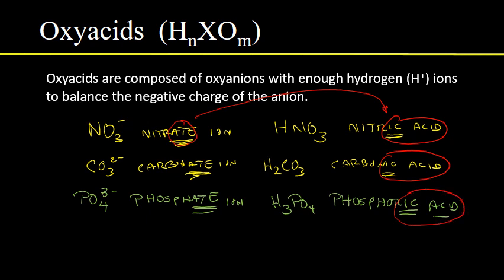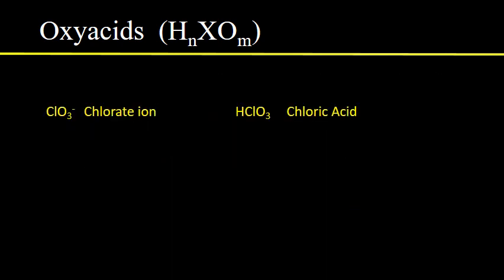Now, just as we were looking at the oxyanions themselves, we could change the number of oxygens, like we could have chlorate and chlorite and perchlorate and hypochlorite. The same thing is true of the oxyacids. And so we're going to look at how those names vary as we change the number of oxygens. All right, so we're going to set up a table just like we did before with the different forms of these oxyanions.